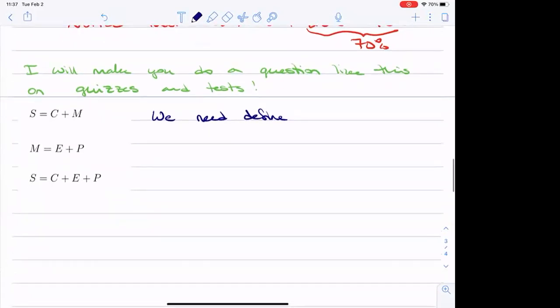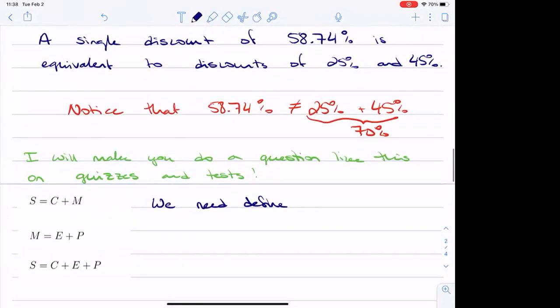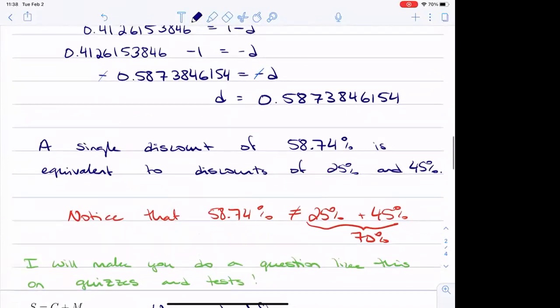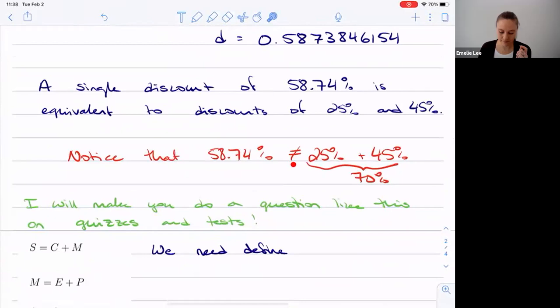Professor? Yes? I'm sorry to interrupt. Can you just go through the question that you already did? Just the last part, does it need to be equal, like the one you wrote in the red one? Like, notice that 58.74%. Oh, yeah. So does it need to be equal? No, because 58.74% is not the same as 70%.